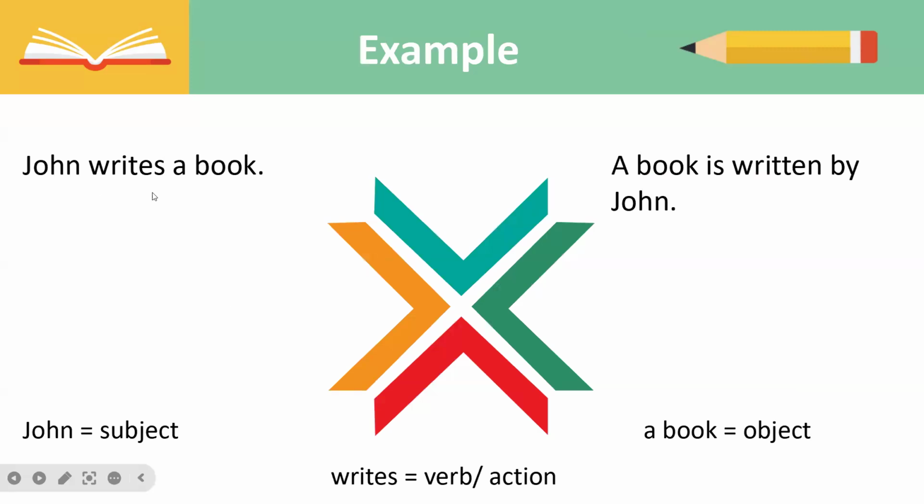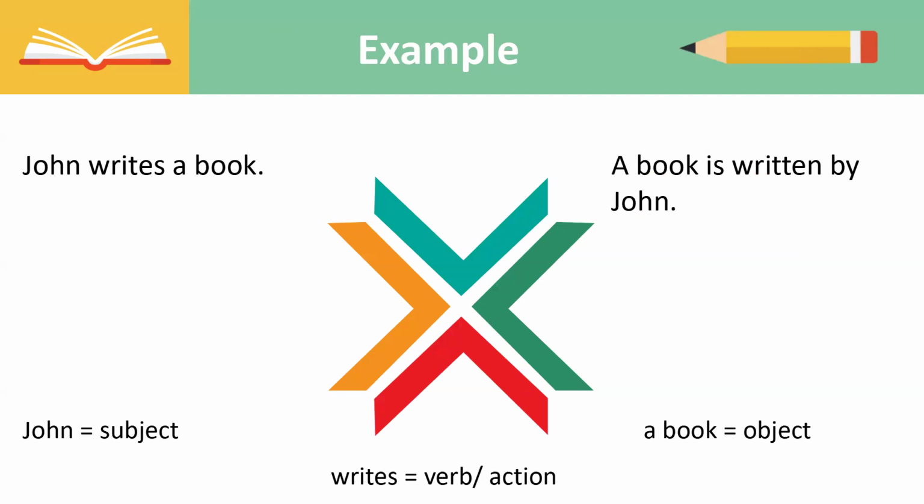John writes a book. John is the subject because he's doing the action. Writes is the verb or the action in the sentence. A book is the object because it's receiving the action. So now that we have identified each part of the sentence, so we know the subject, the verb, and the object. How would we write this exact sentence that is in the active voice in the passive voice?